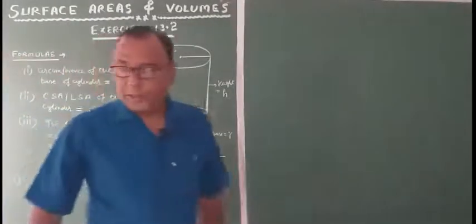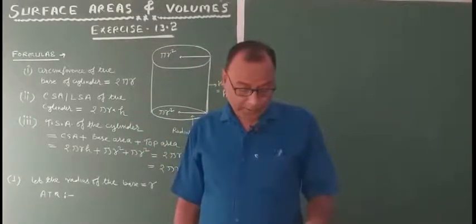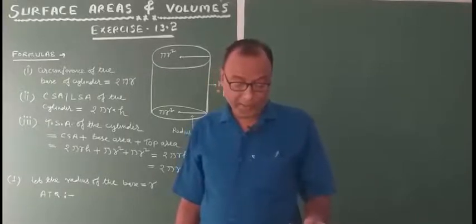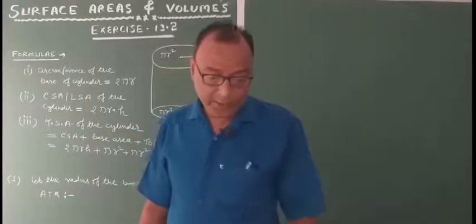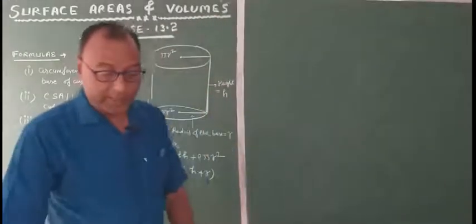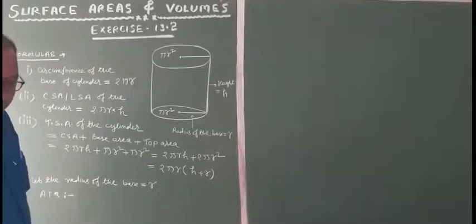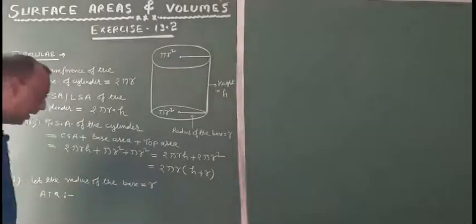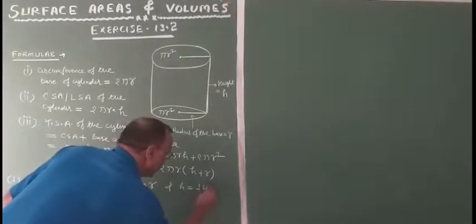So the total surface area of the cylinder is 2 pi r (h plus r). Now this is question number 1 of exercise 13.2. The question is: the CSA, the curved surface area, of a right circular cylinder of height 14 cm is 88 cm square. Find the diameter of the base of the cylinder. You are given the CSA 88 cm square, and the height is 14 cm. We have to find the diameter. Let the radius of the base be r, and h is given as 14 cm.